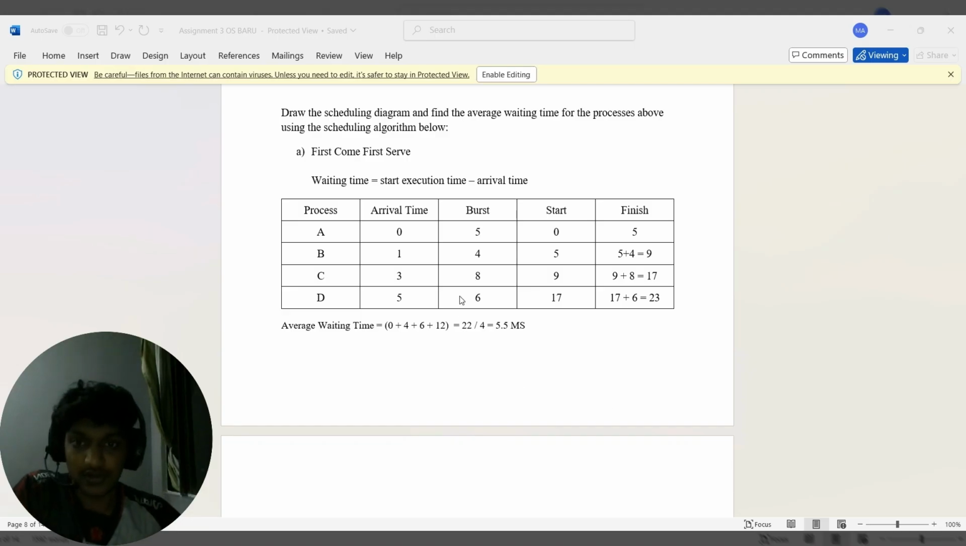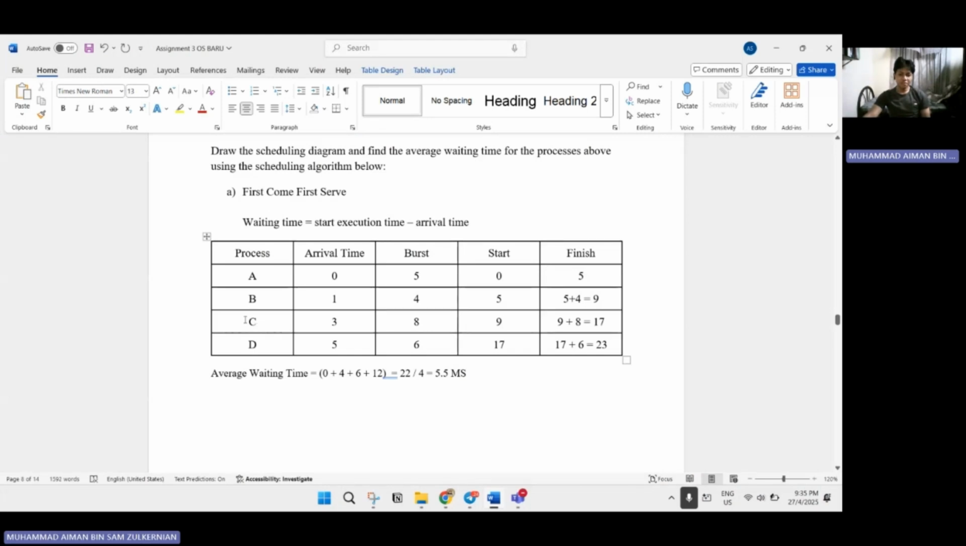For process B, arrival time is 1, burst is 4, start is 5, and finish will become 5 plus 4 equals 9. For the first come first serve for process C, we want to know the finish time. The start time for process C is 9, with a burst time of 8. So 9 plus 8, we get 17. The next process starts at 17. That's it.